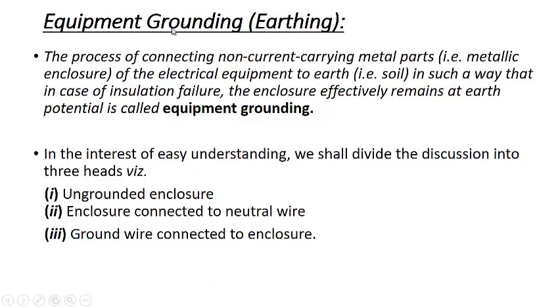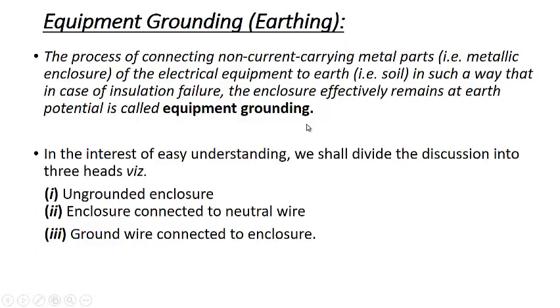We'll start from the equipment grounding. It is the process of connecting non-current carrying metal parts that we had just discussed, that is, a metal enclosure of the electrical equipment, to earth or soil. Usually earth means we're making earth behave as zero potential, and we need to have some certain method of doing that. We'll discuss that as well. For the time being, we can directly connect them to earth, and we say that we have done the equipment grounding in such a way that in case of insulation failure, the enclosure effectively remains at earth potential.